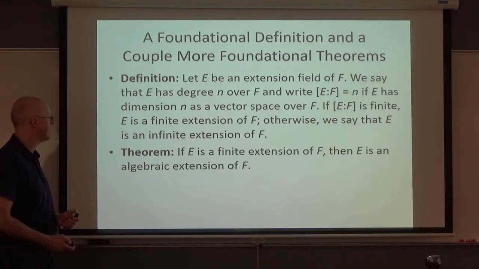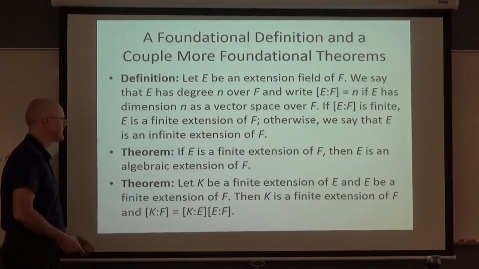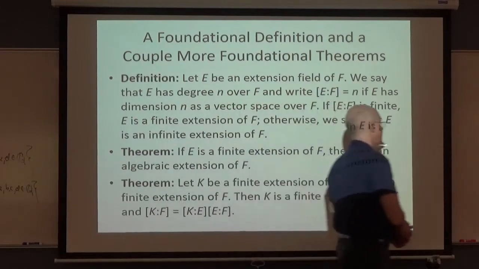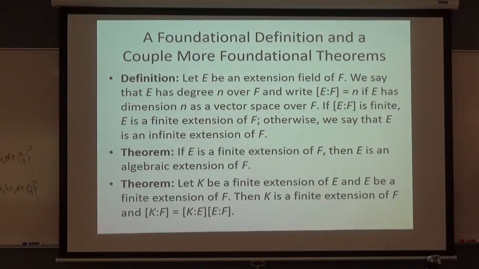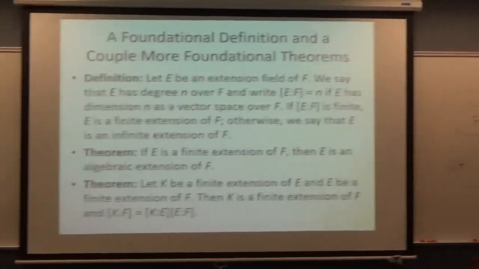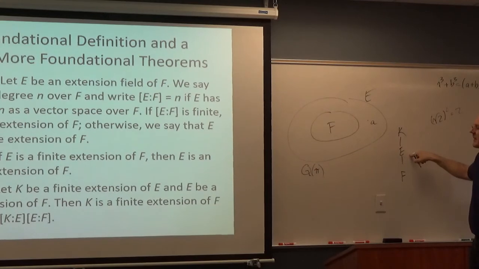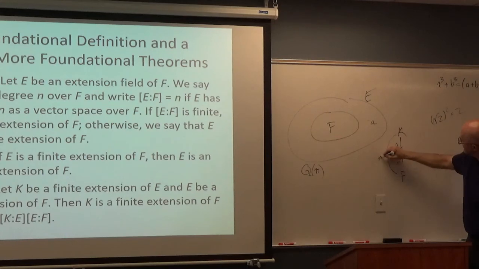Theorem, if you've got a finite extension, it must also be an algebraic extension. And moreover, if you've got what's called a tower of fields, E is an extension of F and K is an extension of E, then the dimensions multiply. If this dimension is M and this dimension is N, as vector spaces over the field below, then the dimension of this over this is M times N.